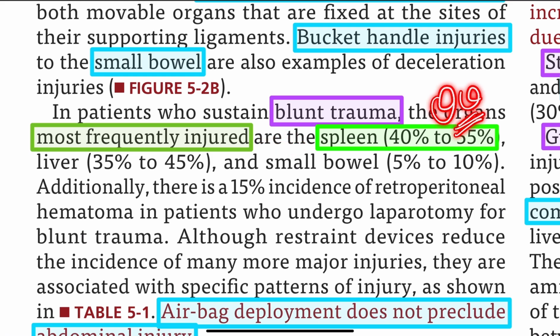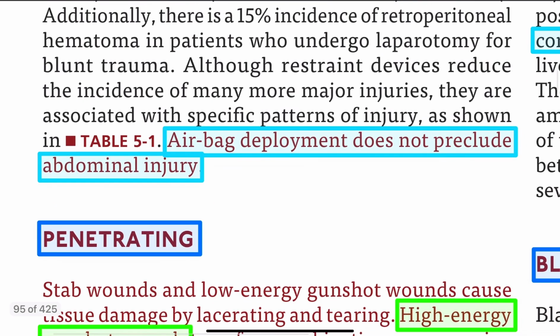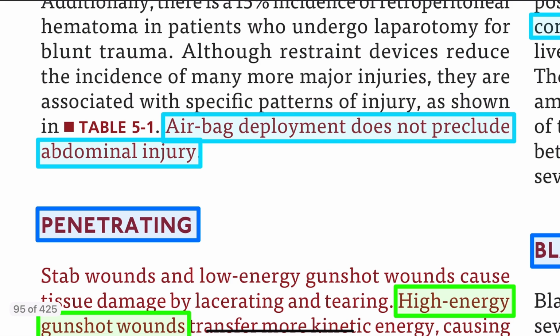Okay, in blunt trauma, the most common organ injured is the spleen. Next are the liver and small bowel, but you have to remember this is the spleen. Airbag deployment does not preclude abdominal injury. So the airbag does not prevent abdominal injury.